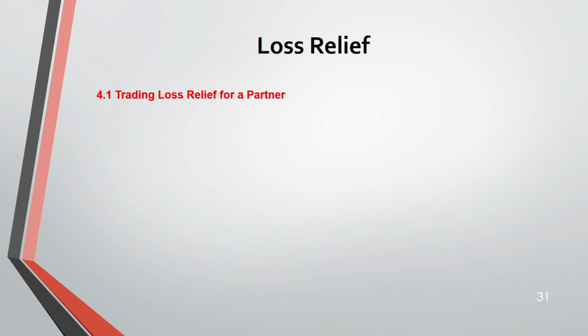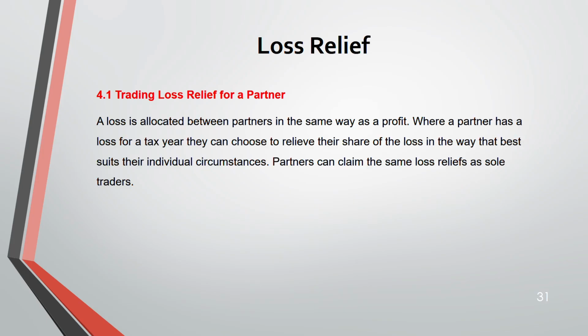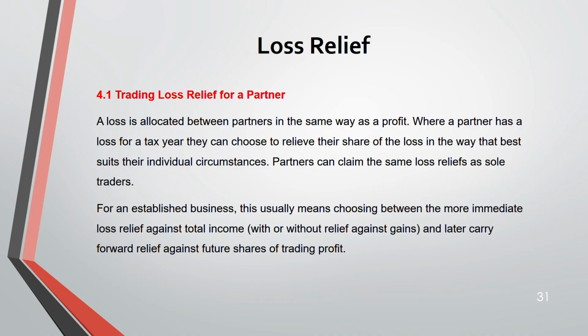Now we are moving on to the trading loss relief for a partner. Remember, a loss will be allocated between the partners in the same way as a profit. The partners can claim loss relief as a sole trader. For an established business, you can choose the more immediate loss relief against your total income. In addition, you can claim against the gain or without the relief against the gain, and you can later carry it forward against future trading profit.